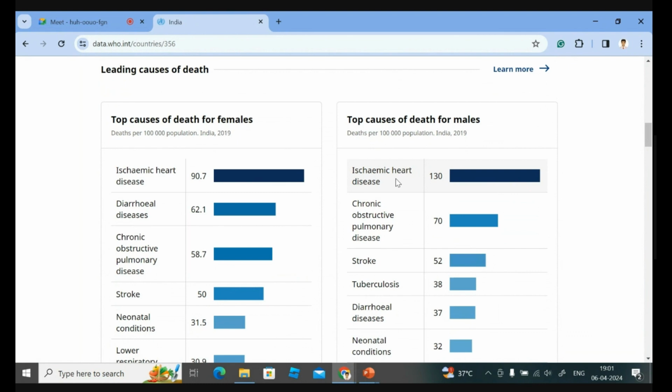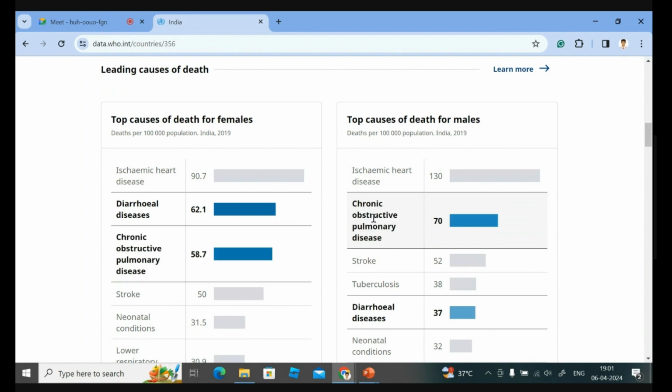And the second biggest killer for females is the diarrheal diseases, where you lose most of the vital nutrients and vitamins. Look at that. Whereas for males, it is again COPD, chronic obstructive pulmonary disease.